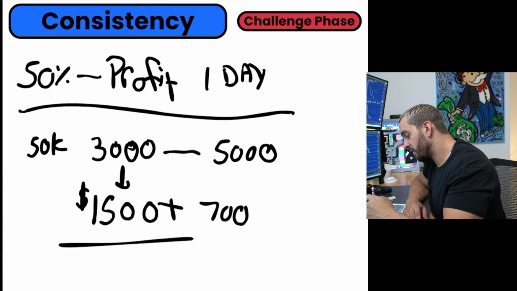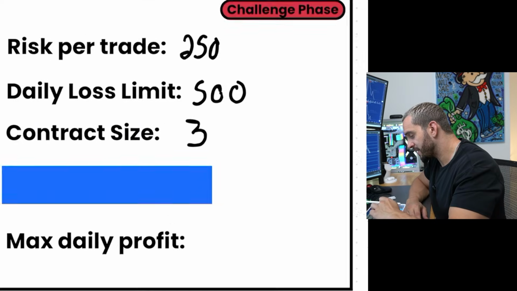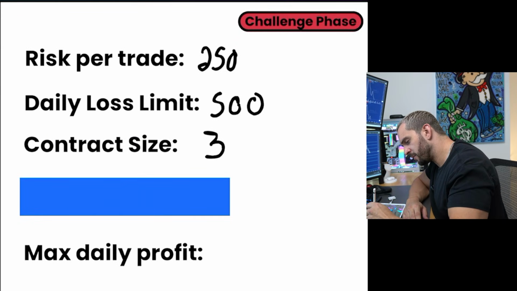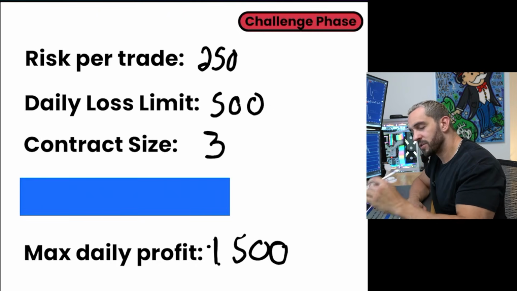Now the consistency target gives us one number, and this is going to be this one right here, our max daily profit. So our max daily profit, let's fill this in. We have $1,500 for our max. But there's 2 problems with this.